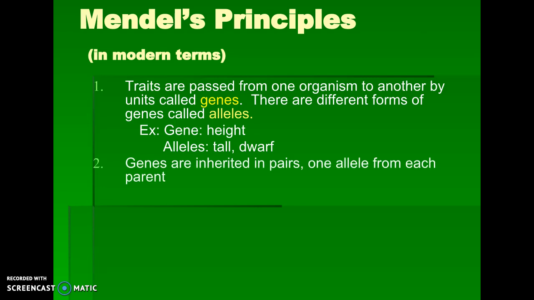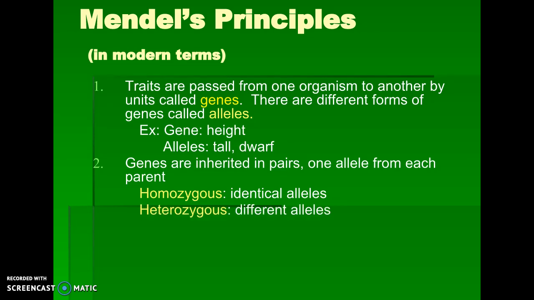Mendel also stated that genes are inherited in pairs, 1 allele from each parent. All right. If you get the same gene from each parent, identical alleles, tall and tall, let's say here, that would be homozygous. All right. If you got a tall from one parent and a dwarf from another, all right, that would be heterozygous. That's where we have 2 different alleles.